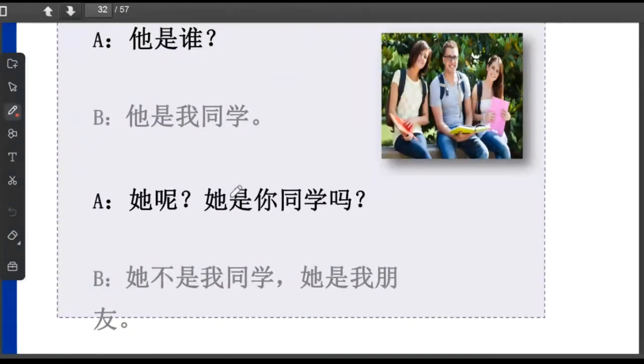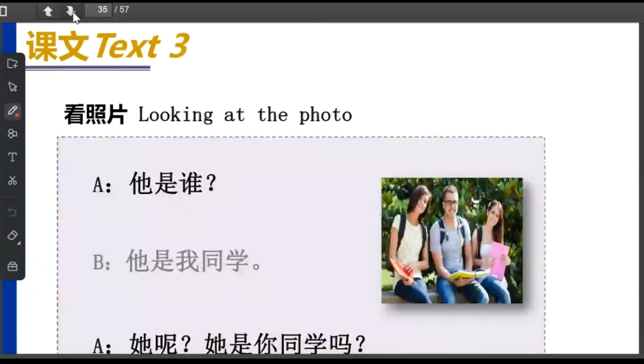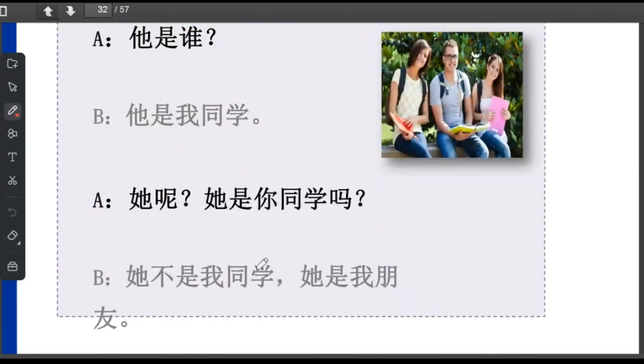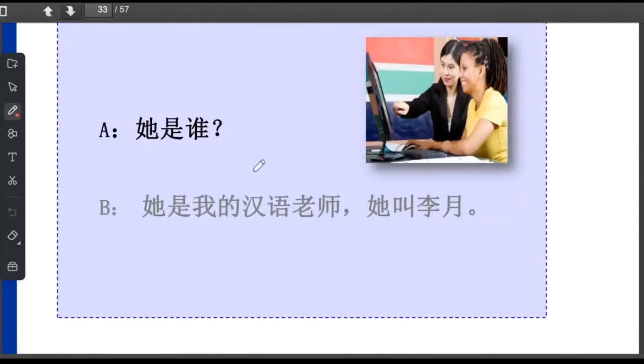Now, this is text 3. Text 3 doesn't have 拼音. I will read it for you, okay? 他是谁? 他是我同学。他呢? 他是你同学吗? 他不是我同学。他是我朋友。This part just has characters without 拼音, and it helps you to read characters. If you have time at home, you can try to read. It will help you a lot, because in the official exam HSK 3, there is no pinyin.